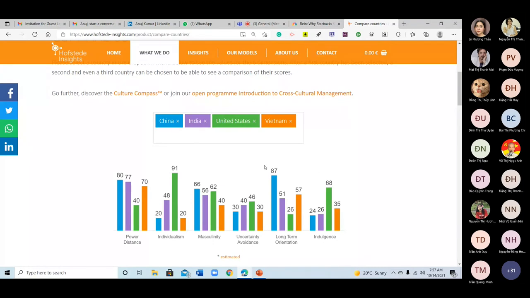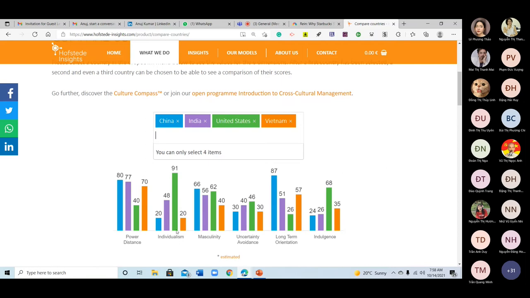So if a person from some other country like USA or UK comes to countries like China, India or Vietnam, they will face a large power distance. If I also take United Kingdom, you can only select four countries, okay? United Kingdom also has a power distance on the lower side.